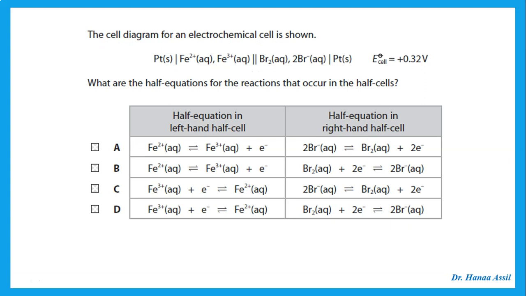The cell diagram now is given. What are the half equations? So if he gives me the cell diagram and I want to deduce what the half equations are, obviously, remember that it is arranged according to what is happening. So iron 2 plus is changing to iron 3 plus. So that is my choice. So it is A or B. And then the Br2 is changing to 2Br minus. So remember that this is what is happening according to the order in which it is written in the cell diagram.